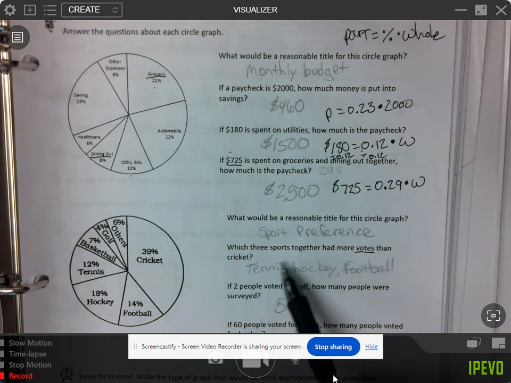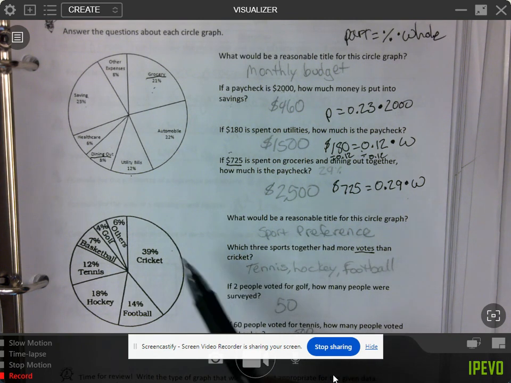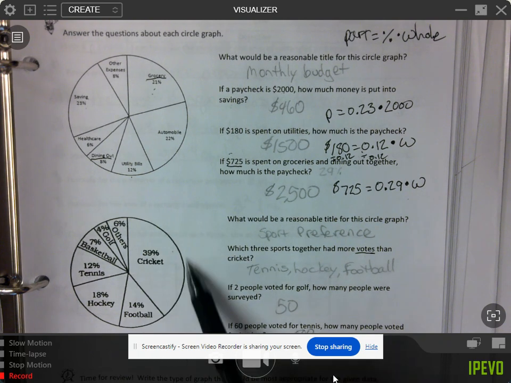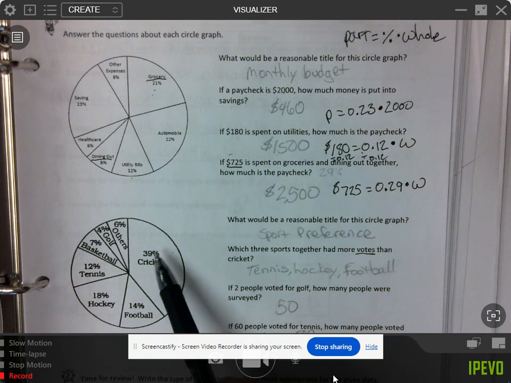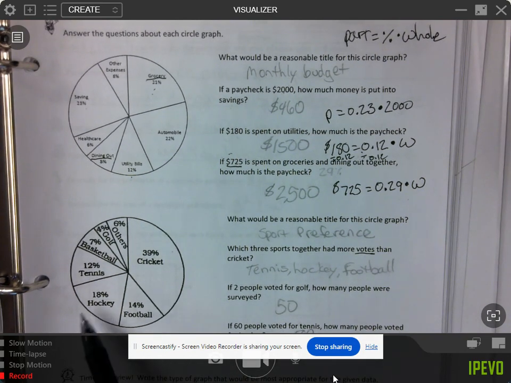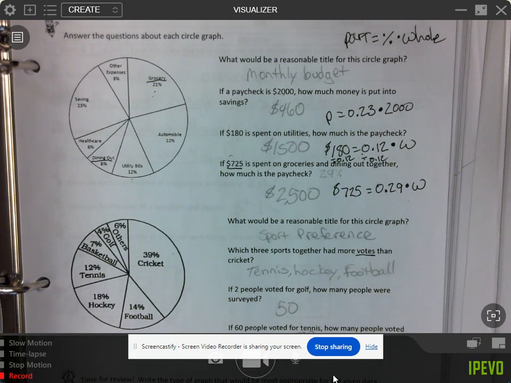So what three sports together had more votes than cricket? We have to add them together because cricket obviously is the biggest choice, right? So what three together are bigger than that? That would be football, hockey, and tennis. If we add those three together, it's more than 39%.